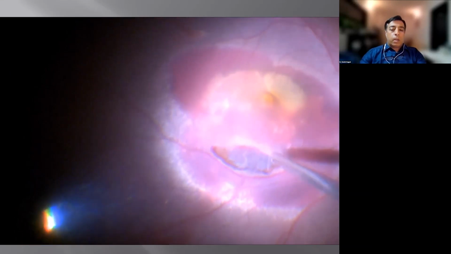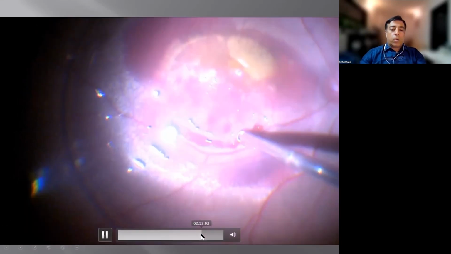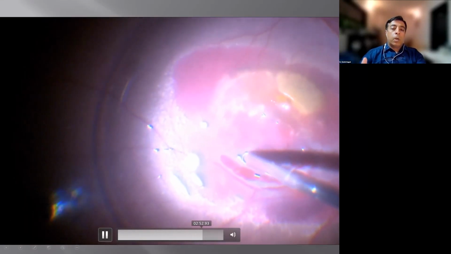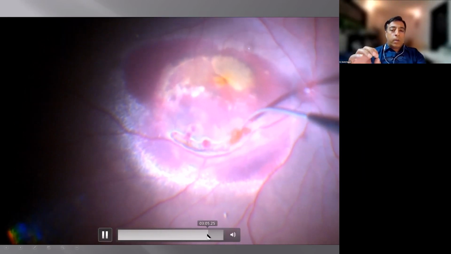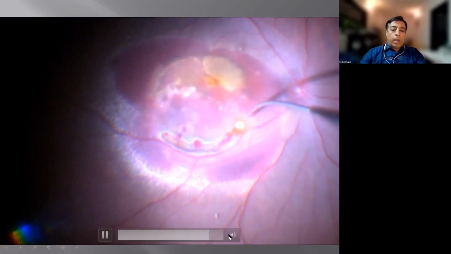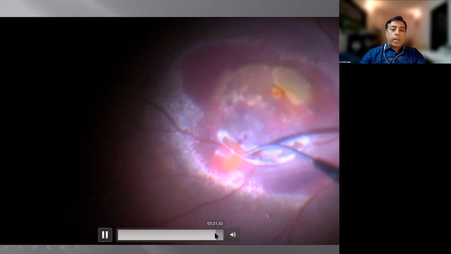You can see that that whole thick area is gone. Now I just put perfluorocarbon to iron the area out and do a mild laser to just the tip of that break, and then put in gas.